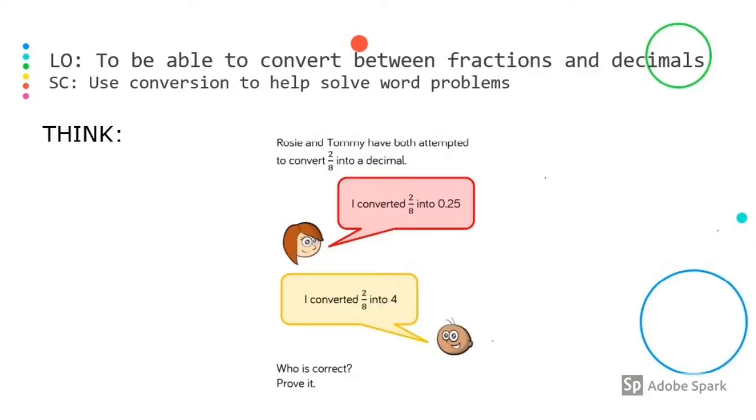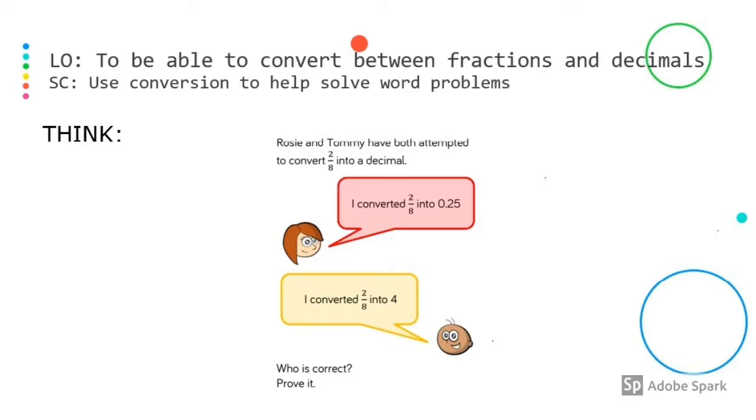One final think, and this one I'd like you to have a go at yourself. Rosie and Tommy have both attempted to convert 2/8 into a decimal. Rosie says that she converted 2/8 into 0.25. Tommy converted 2/8 into 4. Who is correct? And prove it. So, in order to answer this question, you're going to need to say who's correct, but also prove it.